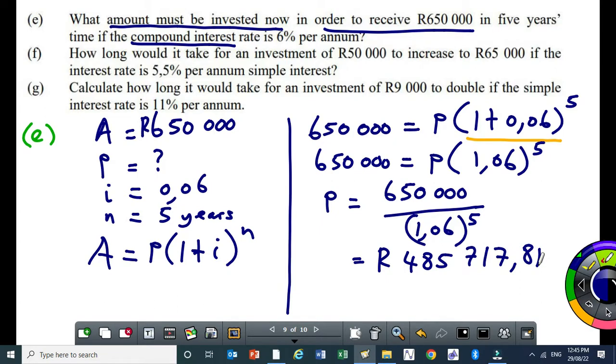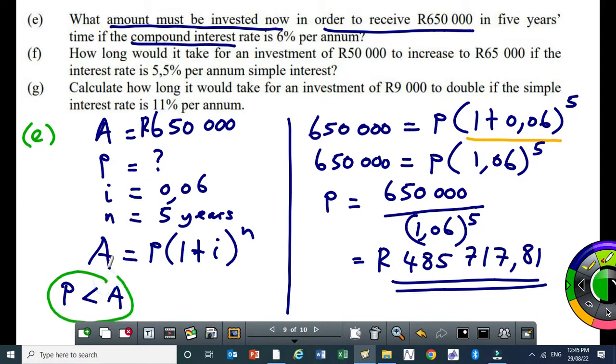Yes. Okay. The value of P must always be less than the value of A. That is only in grade 10. In grade 11, it will change. Sometimes, due to depreciation, the value of A can be less than the value of P. But in grade 10, in all your questions, P must be less than A. This is only true in grade 10.